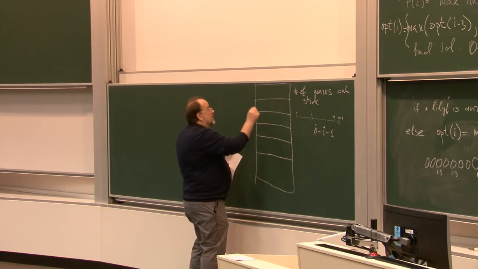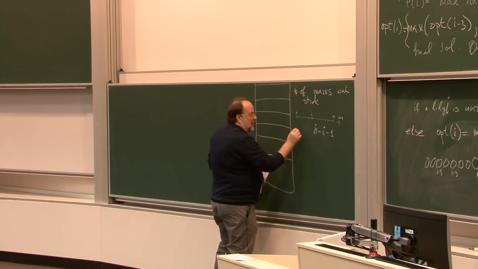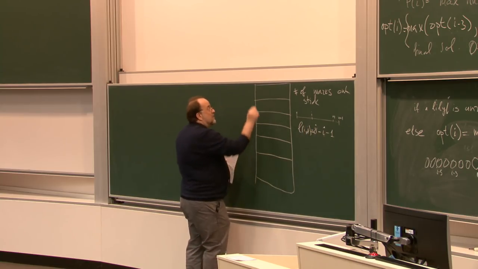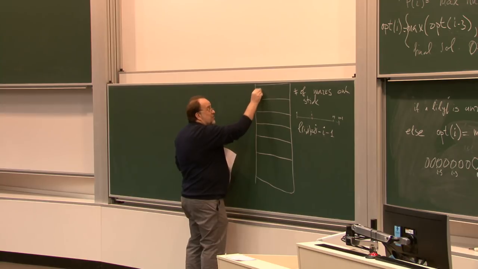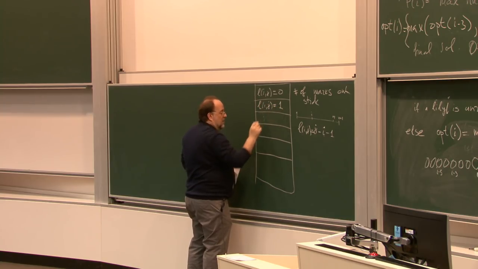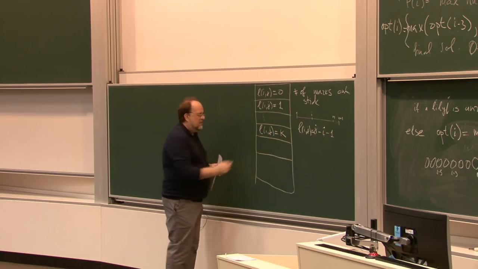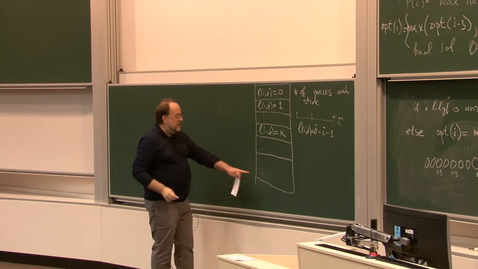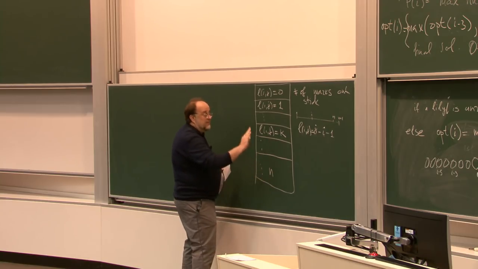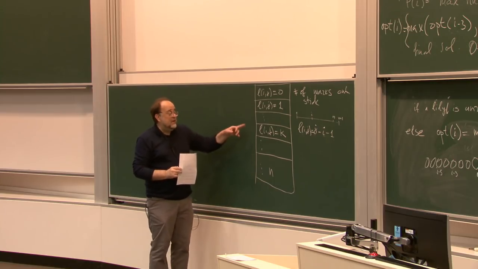So let's call this quantity L of IJ. So here will be all the problems for which L of IJ is 0, L of IJ is equal to 1, L of IJ equals k, and so forth. The very last one is, of course, n, that is before any cut. How do we recurse now?